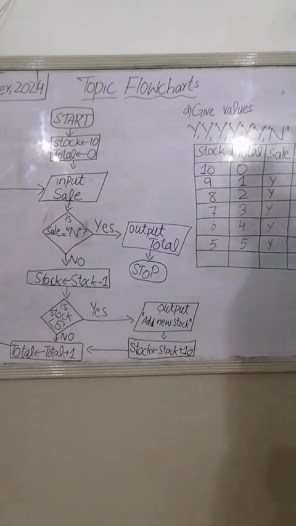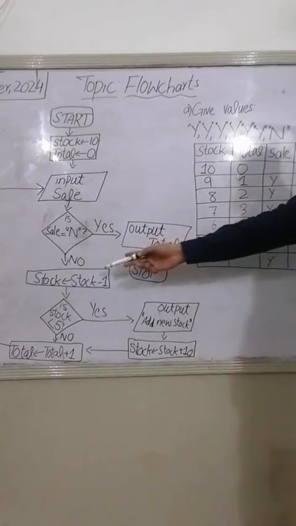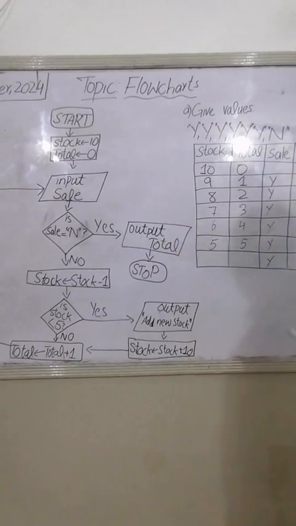This time we will again enter the last y in the variable input sale. So we have y here. Is sale equal to n? No, sale is equal to y. So next step, stock minus 1. What is the value of stock this time? It's 5. So 5 minus 1 will be 4 here.